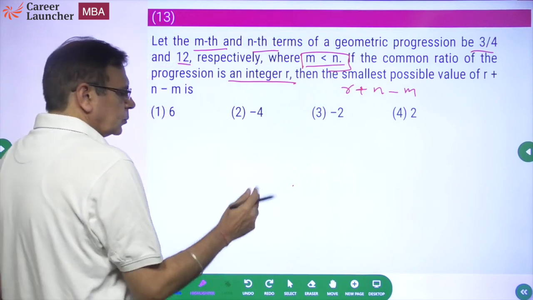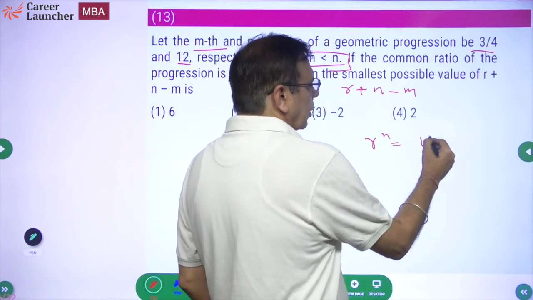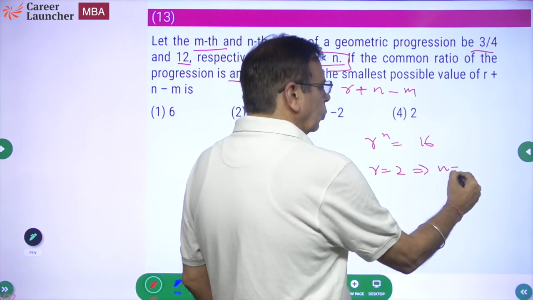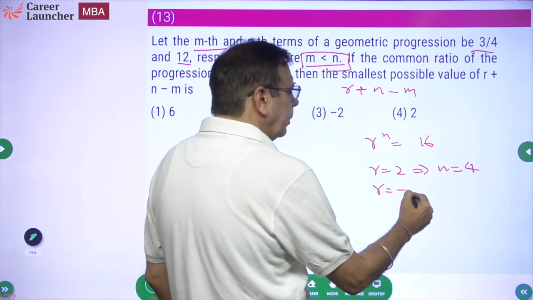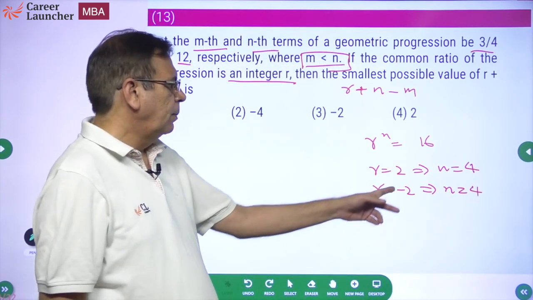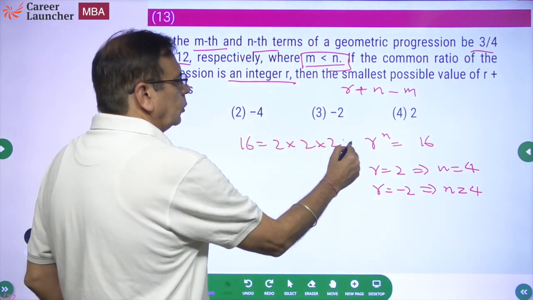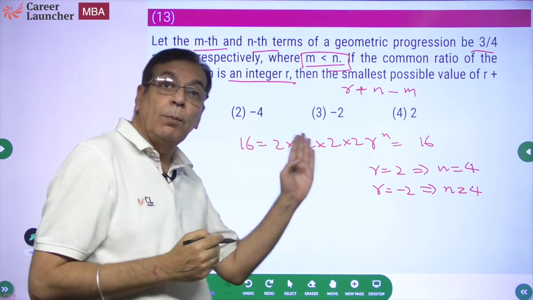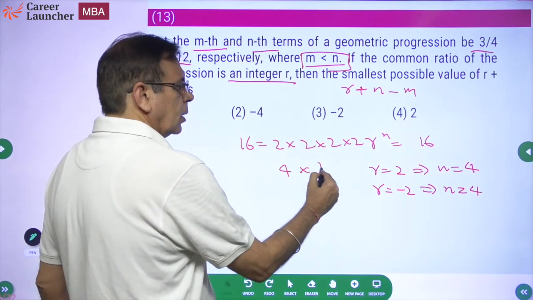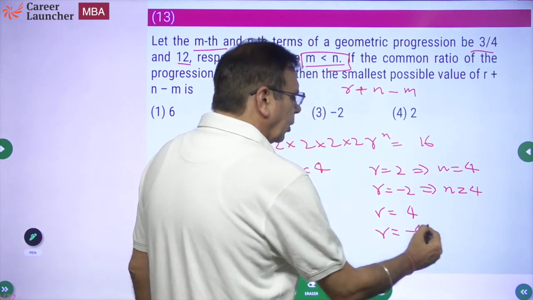So now let's see. What can be the common ratio? If r to power n is equal to 16, that means r could be 2, which implies n will be equal to 4. R could also be minus 2, isn't it? After all, what is 16? 16 is nothing but 2 into 2 into 2 into 2. So I could also say minus 2 into minus 2 into minus 2 into minus 2. What else can it be? r could be 4 also, r could be minus 4 also.